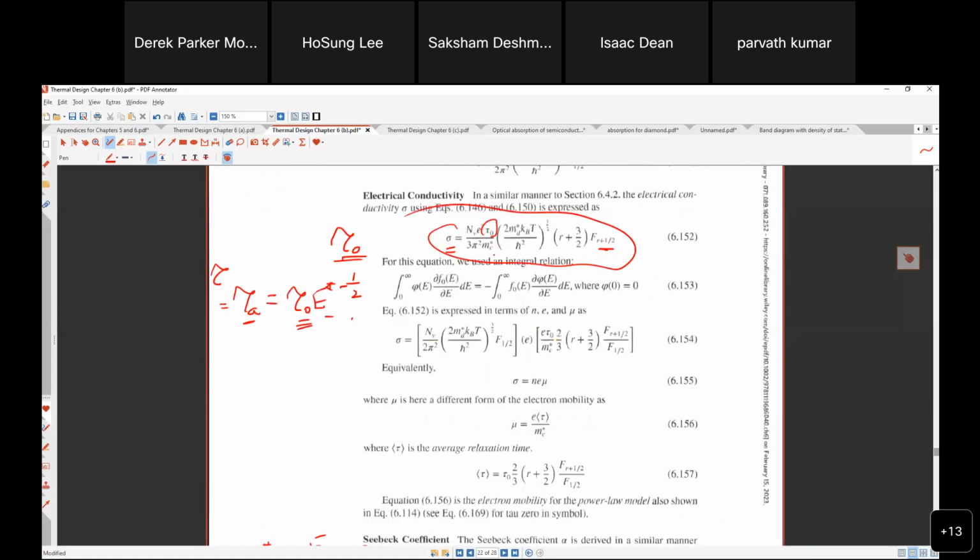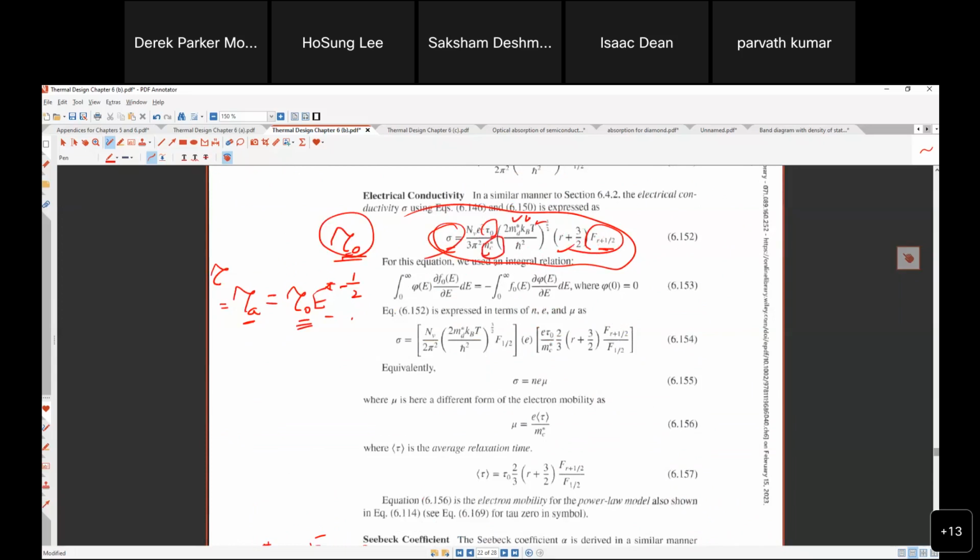Yeah, I think you need to calculate the tau naught. Once you have tau naught, you can calculate. The others are given, and you need the Fermi energy.